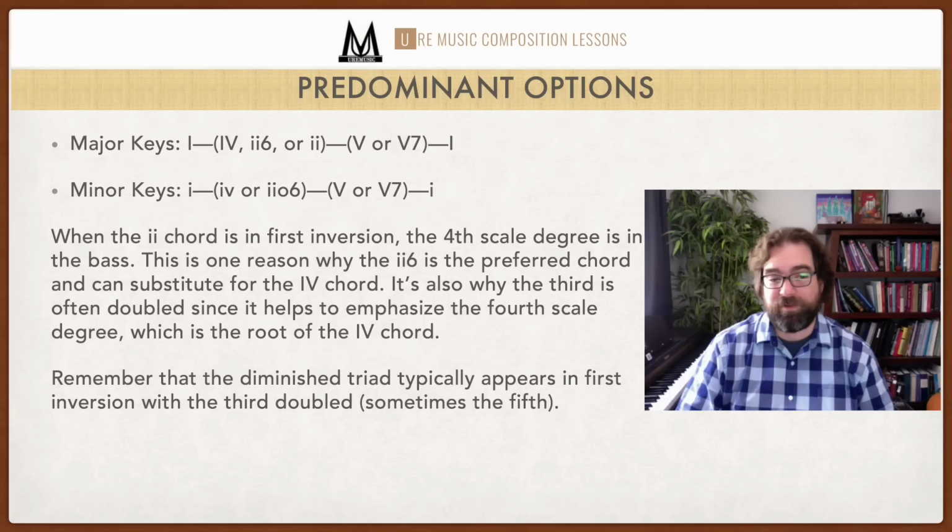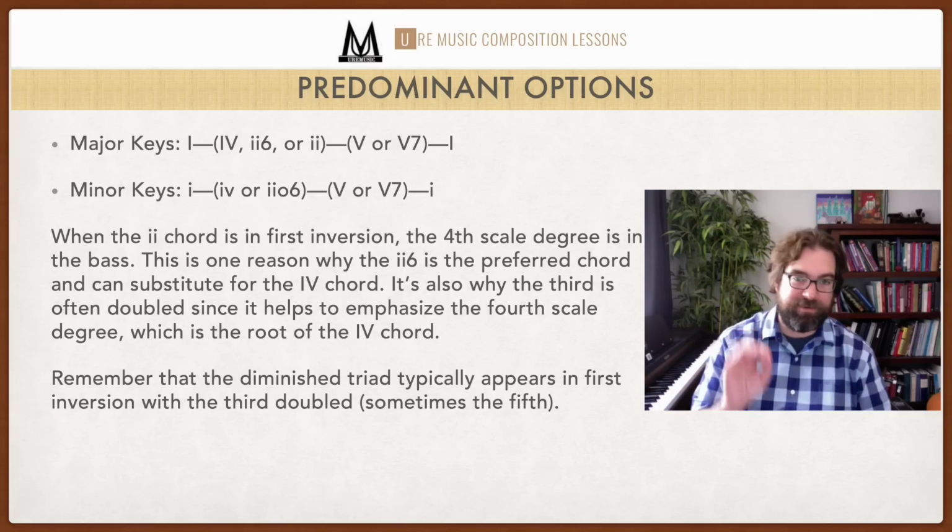So when the 2 chord is in first inversion, we get the 4th scale degree in the bass. This is one reason, as I've explained, why the 2/6 is a preferred chord and can substitute for the major 4 chord. It's also why the 3rd is often doubled, since it helps to emphasize the 4th scale degree, which is the root of the 4 chord. And then additionally, in a minor key, it de-emphasizes that tritone relationship.